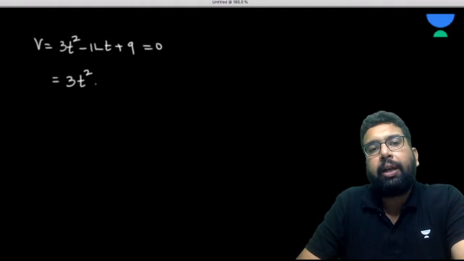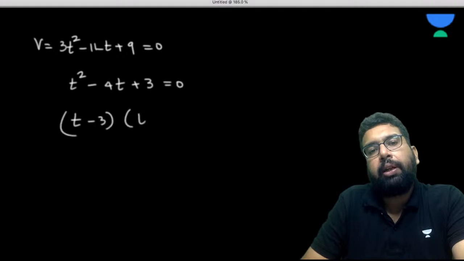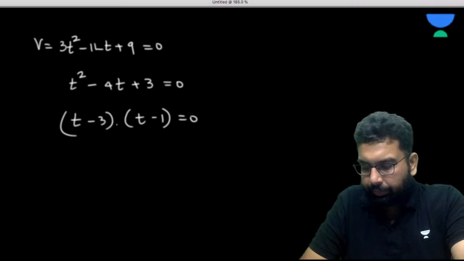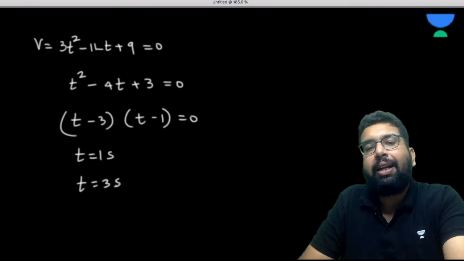Okay, so we can write it as t square minus 4t plus 3 is equal to 0. So basically it will become (t minus 3)(t minus 1). When you see the roots, it is at rest at 1 second and 3 seconds.